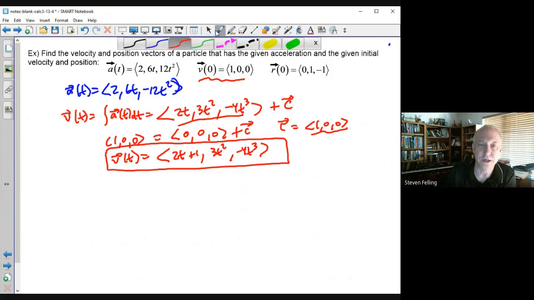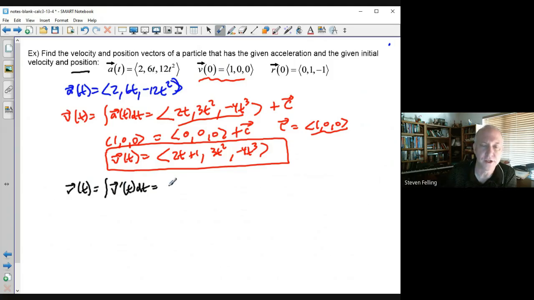Now to get the position vector, I know that that is the antiderivative of velocity. Since velocity is the derivative of distance, distance is the antiderivative of velocity. And so I'm going to take the antiderivative of this. I'll do each component separately. So this would be t squared plus t. For the y component, we're going to have t cubed. And then here, this is going to be negative t to the 4th.